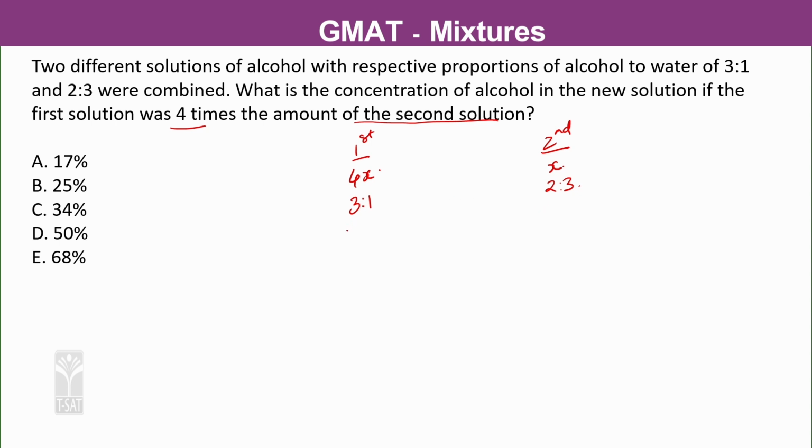So, let us say alcohol will be equal to 3 divided by the total, 3:1, 3 plus 1 is 4, so 3 by 4 into 4x, and water will be 1 by 4 into 4x. So, for the second solution, alcohol to water is 2:3. So, it will be 2 divided by 5 into x, and water will be 3 divided by 5 into x. So, they are asking what is the concentration of alcohol, and the answer options are in percentages.